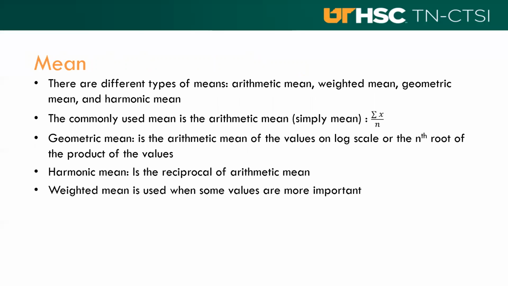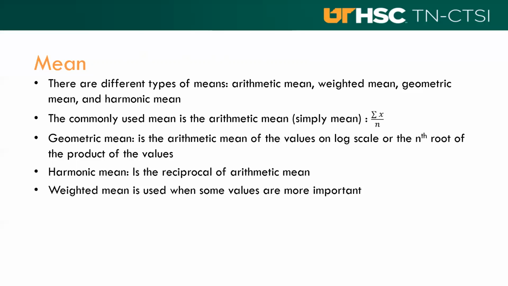So there are different types of means. The most common one is the arithmetic mean. But the other types of means are the weighted mean, geometric mean, and harmonic mean. Like I said, the most commonly used one is the arithmetic mean, and it's simply also referred to as mean. And it's the sum of all the observations divided by the number of observations, the sum of all the quantities.